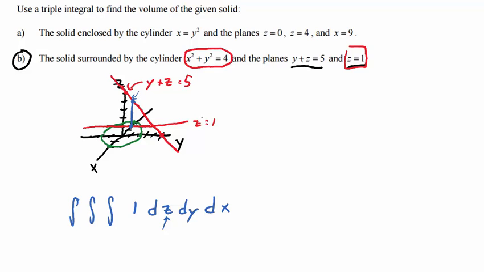So the lower limit of integration on the inner integral is just 1. The upper, I need to solve this for z. Get it in terms of y in this case. In other cases, it could be in terms of both x and y, or just x. So my roof or ceiling is just 5 minus y. Okay, so inner upper limit of integration, 5 minus y.